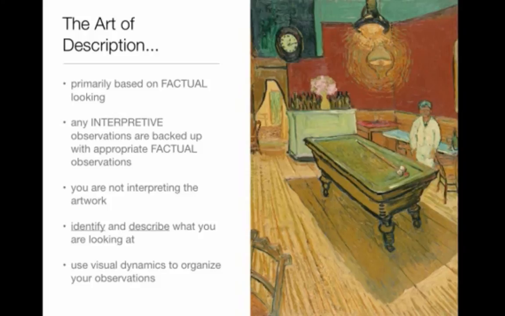Describing requires two phases. You need to identify what you see, a man in a white suit, and then describe. He has gray hair, he has a mustache, his thumbs are in the lip of the pockets of his pants. His arms are slightly bent. He's wearing a black tie. He's standing behind the pool table. So identify and then describe. Also, think about visual dynamics. Follow the natural progression of where your eye moves in order to record your observations.